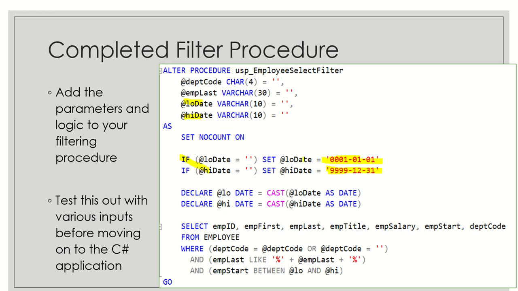So once we make sure that we actually have two valid values for dates, then we can cast them into data types. So we'll have two variables that are both of type date, one for the lower bound, one for the upper bound. And then when we add the final AND, all we need is to say between one and the other.